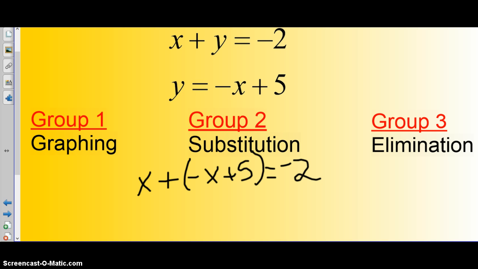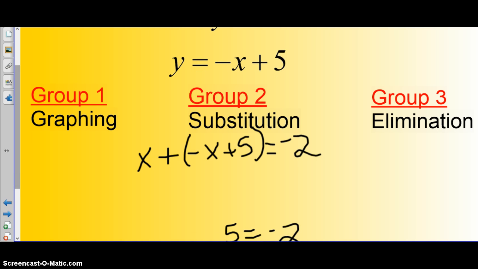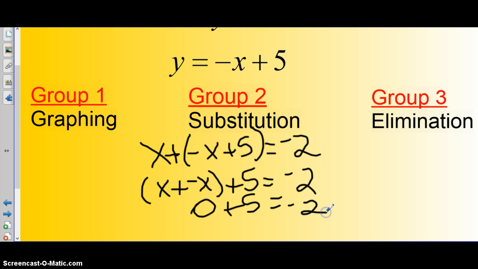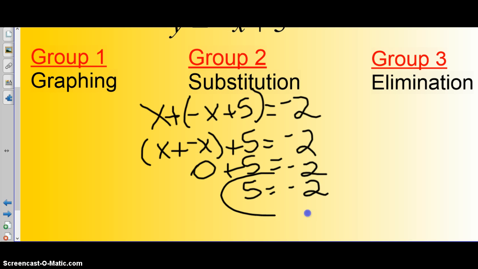So when I go to solve this, don't forget you can use the associative property of addition. And so when we do that, we have this x. We can move these parentheses around so it looks like this. What happens is x plus a negative x is 0. And it actually eliminated one of the variables, and we ended up with a 5 is equal to negative 2.